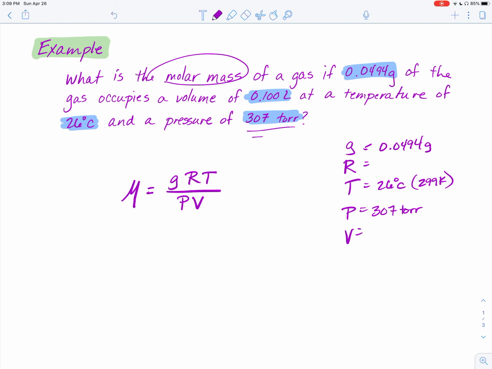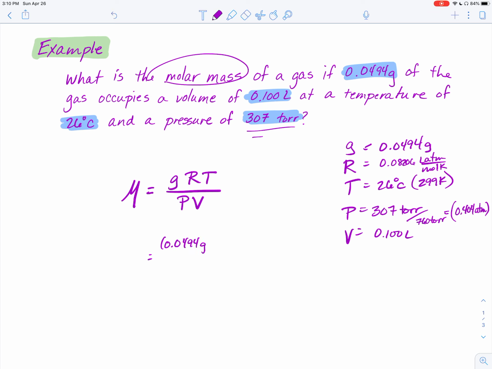So let's convert this torr unit into atm. To do that, you'll divide by 760 torr per atm, and that'll give you the value in atm, which ends up being 0.404 atm. So that's the value we're going to use. And our volume is in liters, so we'll just leave it as such. That means our R is going to be the R that has atmospheres in the unit, 0.08206.